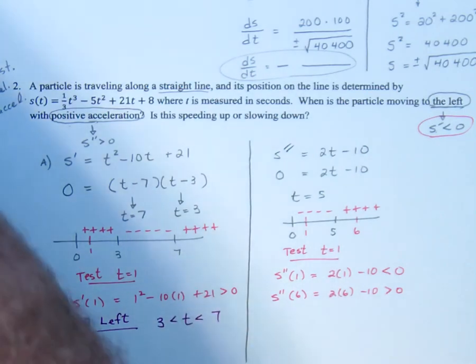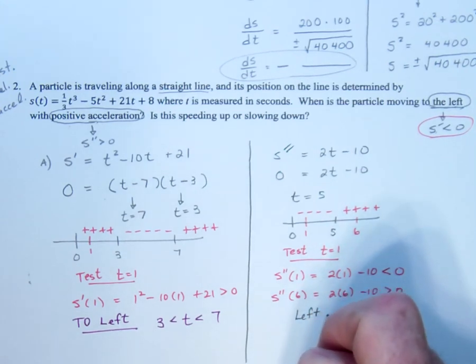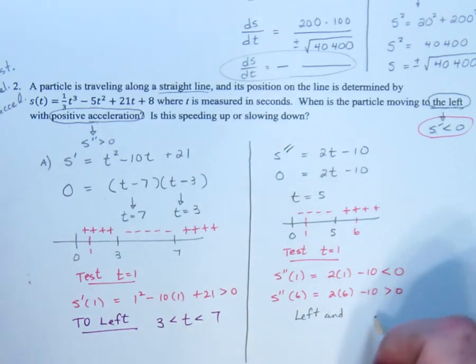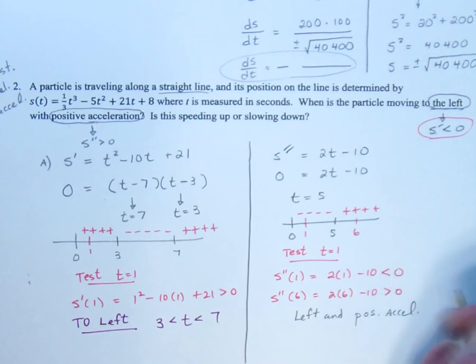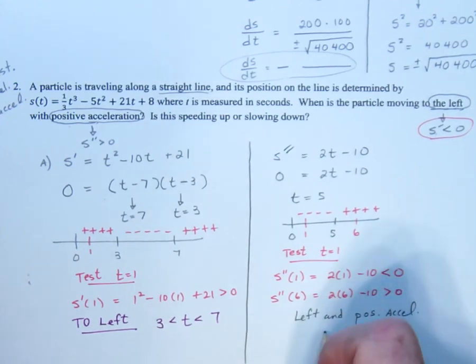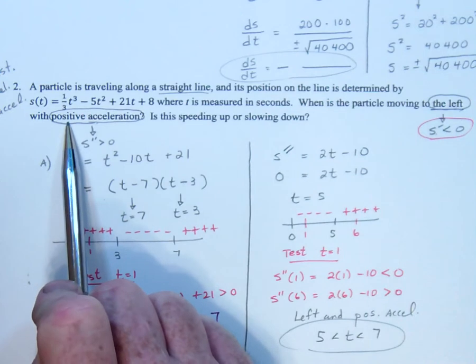So the final answer is left and positive acceleration. That's when it's between 5 and 7. Ta-da! Quick note, don't put any equals on this because this says positive.